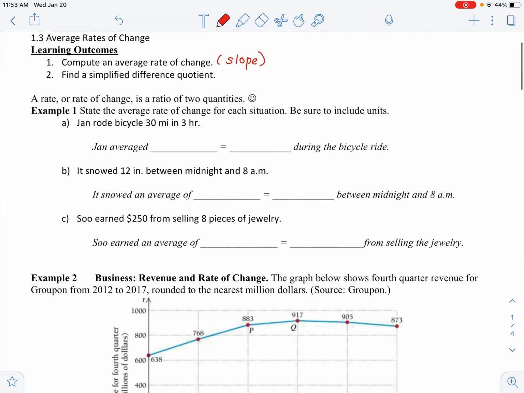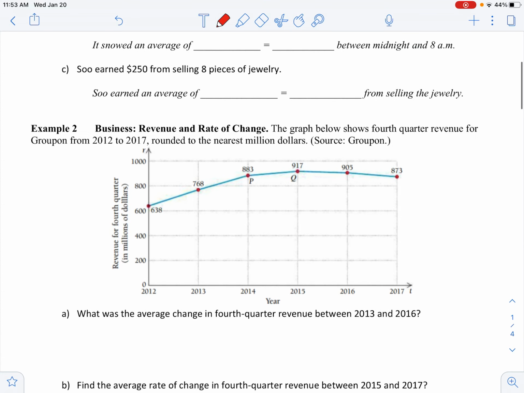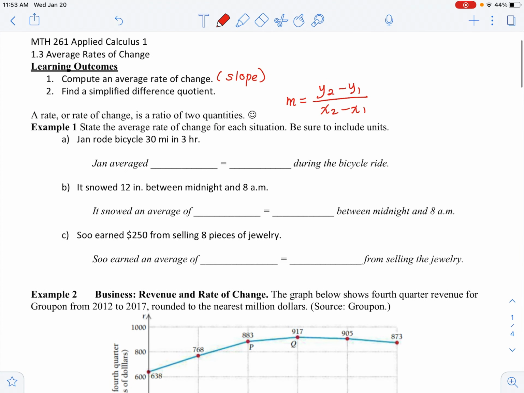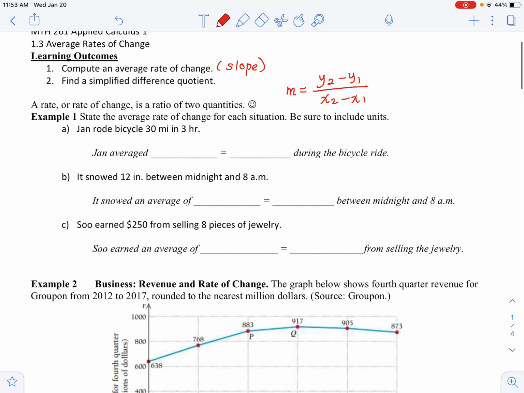A rate or rate of change is a ratio of two quantities. When we're finding the slope using the slope formula, remember we're doing something like y2 minus y1 over x2 minus x1. So I think we will use that down in example 2. But let me read example 1. These look like just word problems. Example 1, state the average rate of change for each situation. Be sure to include units.